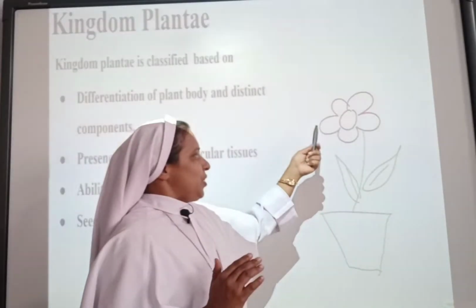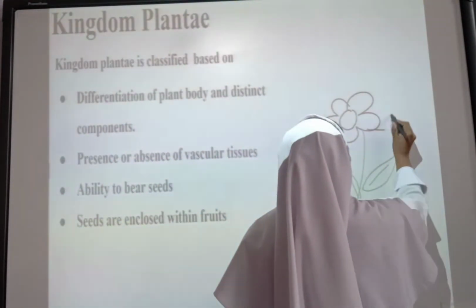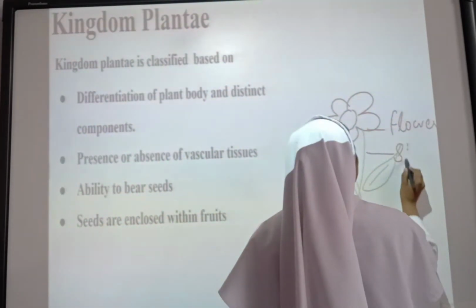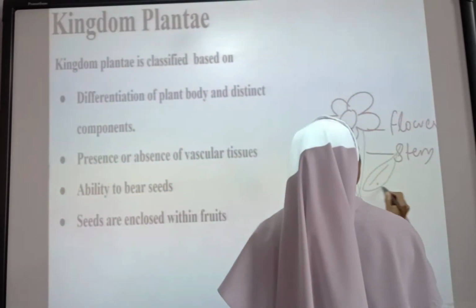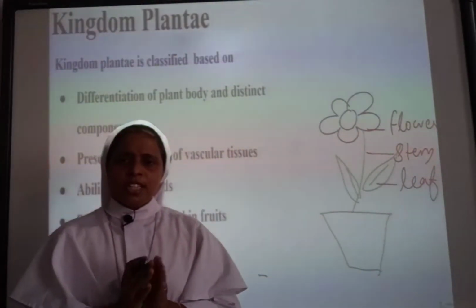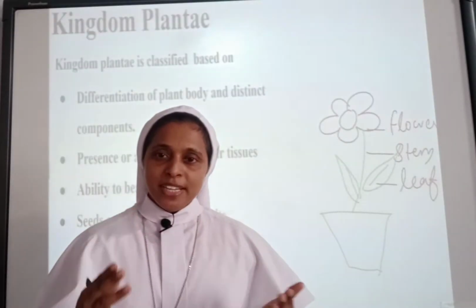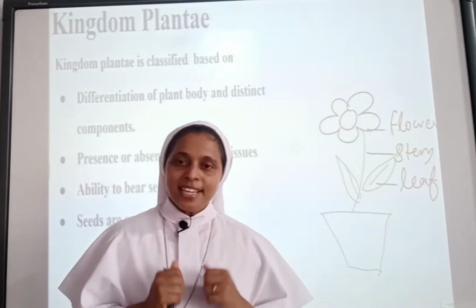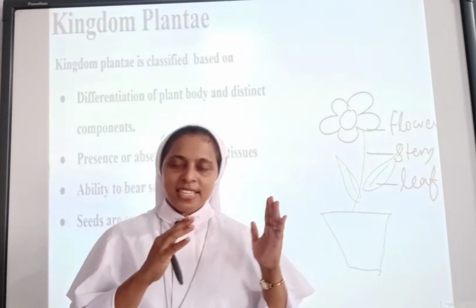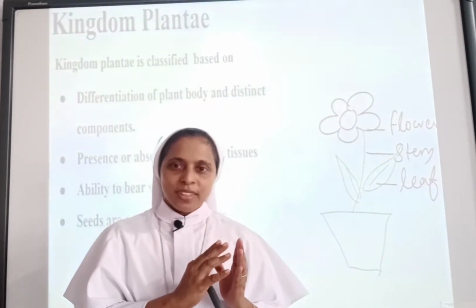So they have different components like flower, stem, leaf, and so on. So when we talk about the plant, we say that they are having a definite shape, they are having a definite size, they don't move from one place to another. In this way, we characterize them. So we will be telling about the features of the plant in this way, isn't it?